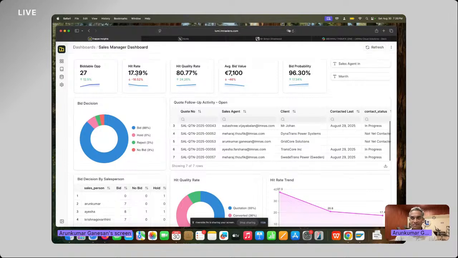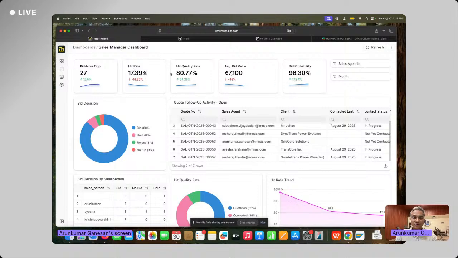Where is the problem actually? Is the bid team not able to qualify the opportunity properly, or are there too few parameters to qualify, or are the quotations once issued not being followed up? Where is the problem, right? I would say there are problems in both areas.